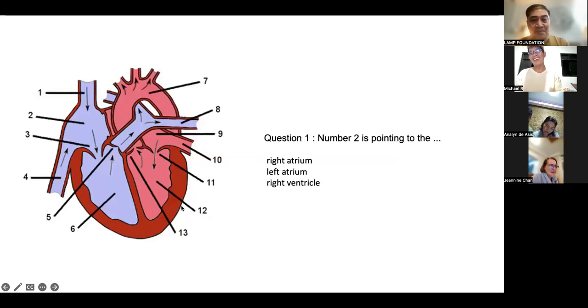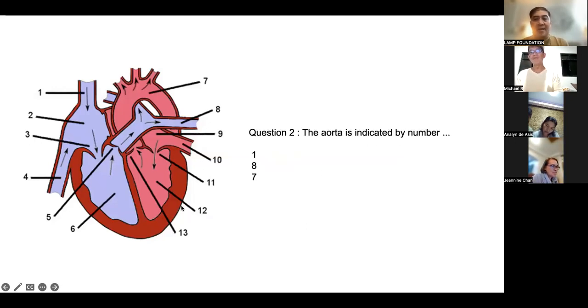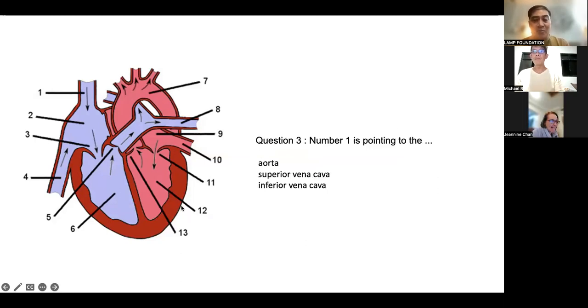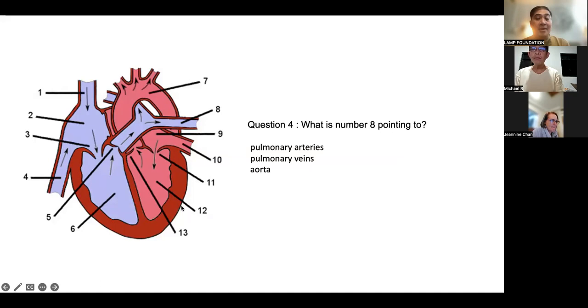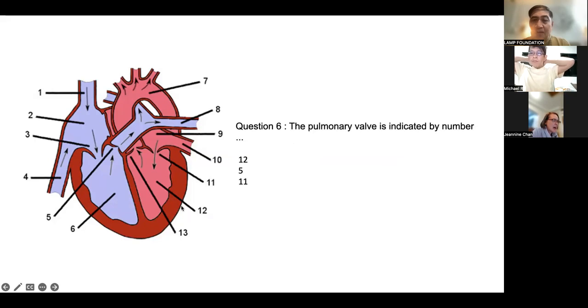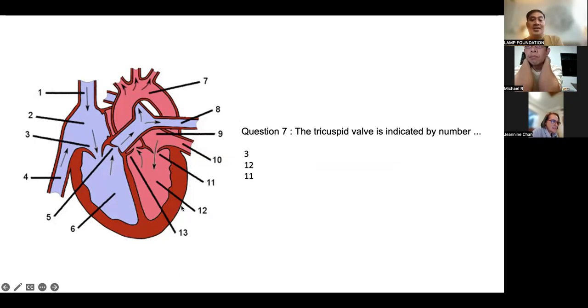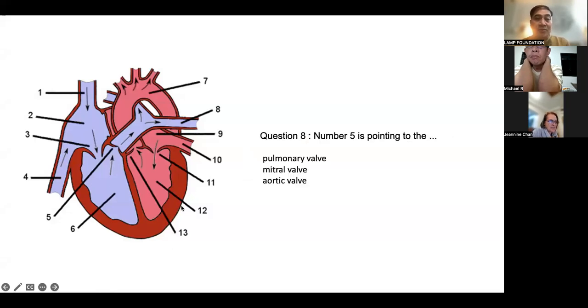Number two is pointing to? The right atrium. The aorta is indicated by? Number seven. Good. Number one is pointing to? Superior vena cava. What is number eight pointing to? Pulmonary arteries. Number four is pointing to? Inferior vena cava. The pulmonary valve is indicated by what number? Number five. The tricuspid valve is indicated by number? Number three.